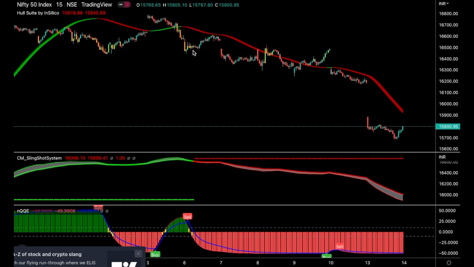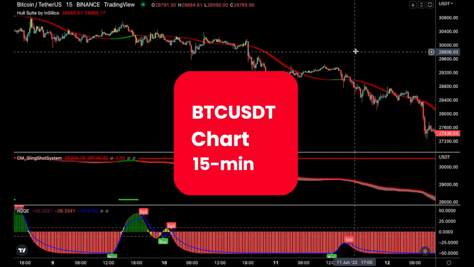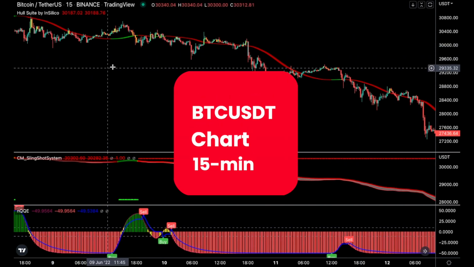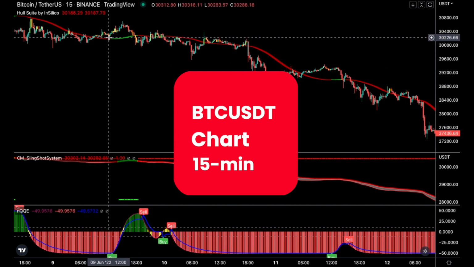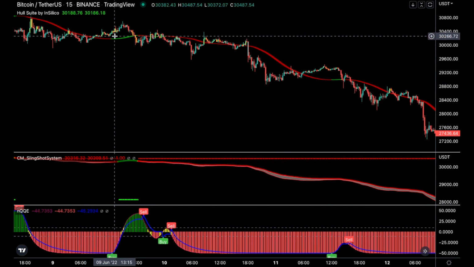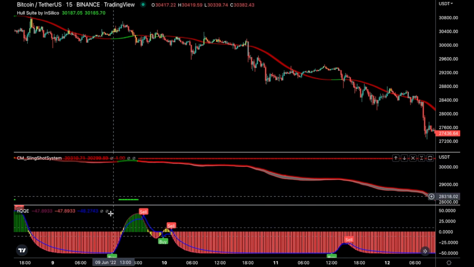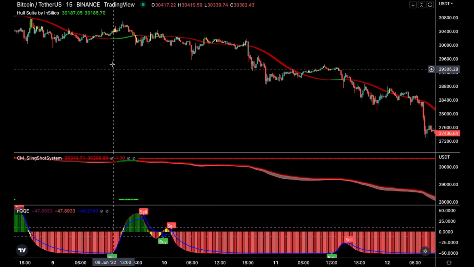From there, we have seen a strong downside. Now let's take a look at Bitcoin. We'll just start from here. We have a buy signal right here. We got a buy signal at the CM Slingshot indicator over here, and we also have a buy signal here.